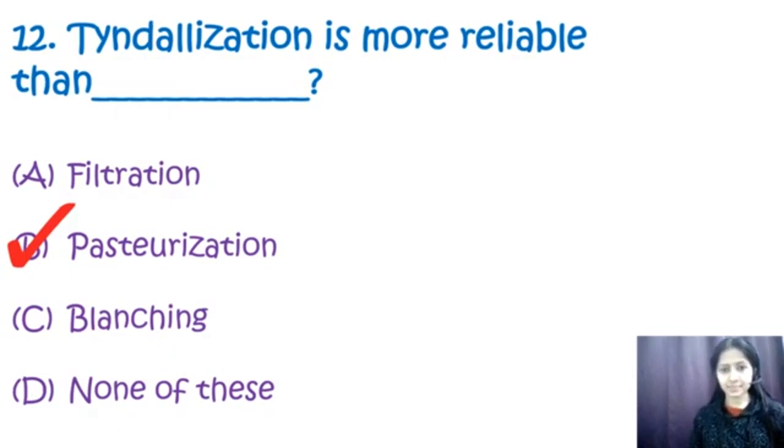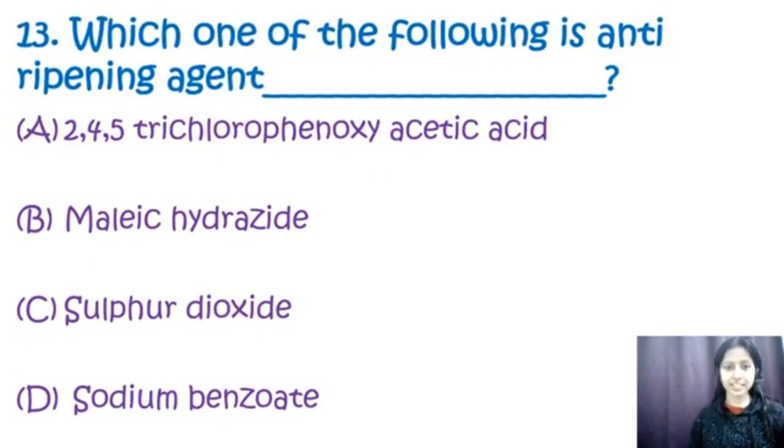Next. Number 13. Which of the following is an anti-ripening agent? Option A 2,4,5-trichlorophenoxyacetic acid, option B maleic hydrazide, option C sulfur dioxide, and option D sodium benzoate. So the correct option is option number C, that is sulfur dioxide.